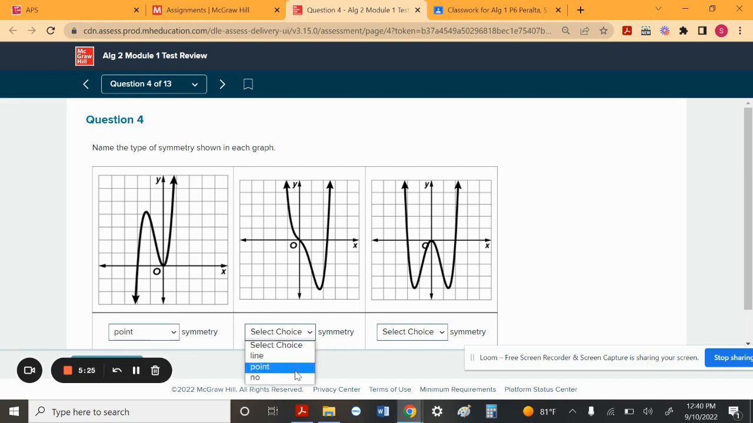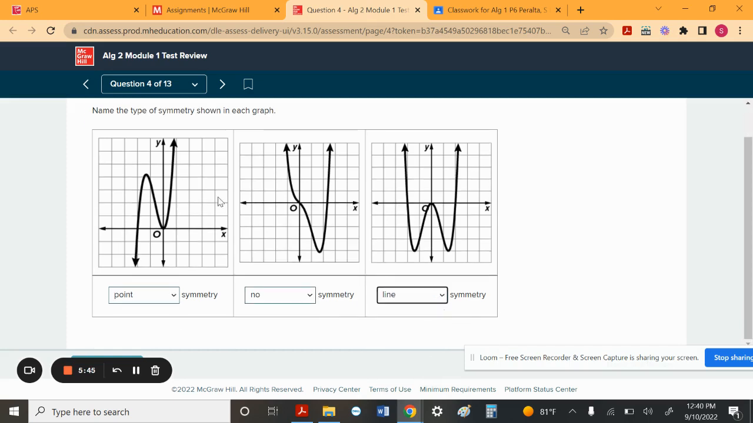This one I think is no symmetry, neither, because there's no even curves on both sides. This one I would say is line symmetry because of this line, and not point symmetry, because point would mean that if I put a point here, this would actually flip over and go down. So I think this is line. Okay.